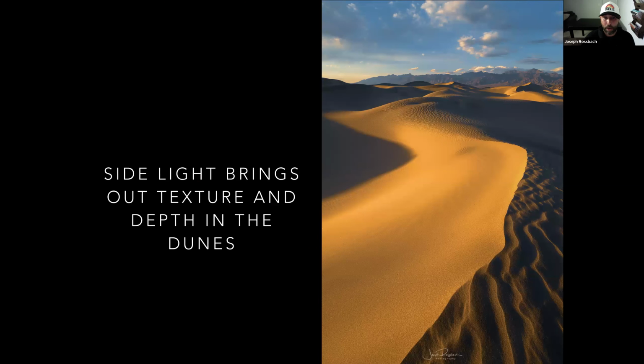So side lighting is going to bring out the textures and the depth, like it does in these dunes. These dunes do not look as dramatic unless there's light on them and it's coming from a 45 degree angle to the dunes, where it's creating light and shadow, slipping and creating those beautiful lines, and all that shadow and light play in an image like this using that side light.